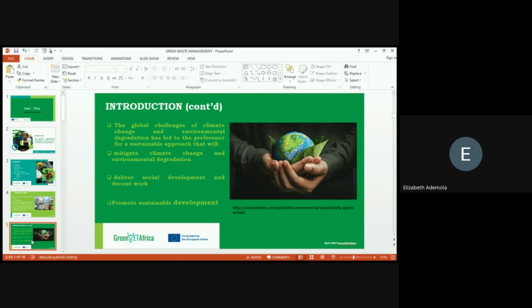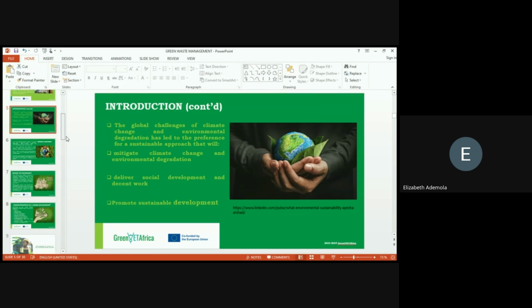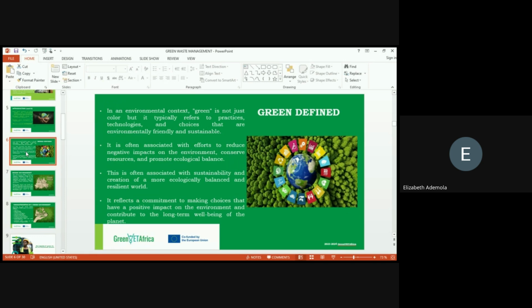We are looking at what we can do. People are now coming together because of all these impacts to see what can be done to improve their environmental condition, and also to deliver social development and decent work. Yes, we want to work, but we want our work to be done in such a way that we have minimal impact on the environment, and also to promote sustainable development. So people are looking in this line, sequel to the various environmental challenges as highlighted in the slides before.